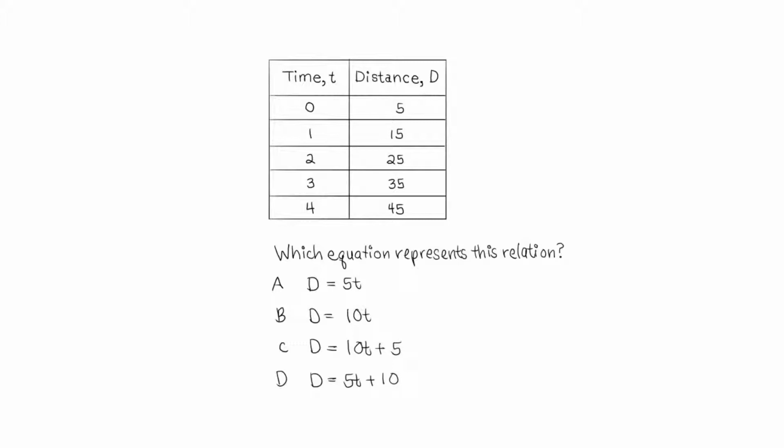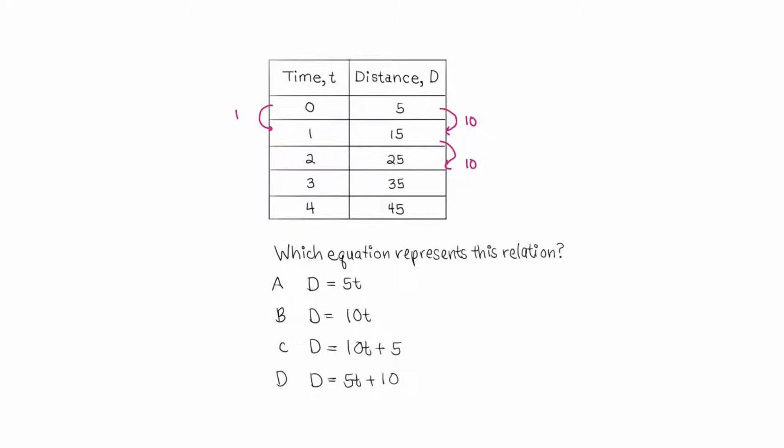Okay, in our next one we have a table of values representing a linear relationship. The question is, which equation represents this relation? Let's take a look here. At time 0, distance is 5. Then at time 1, it's 15. At time 2, it's 25, and so on. If we look at how much it goes up each time, when this goes up by 1, this is going up by 10. And then this is going up by 10, and so on. So our first difference is 10.